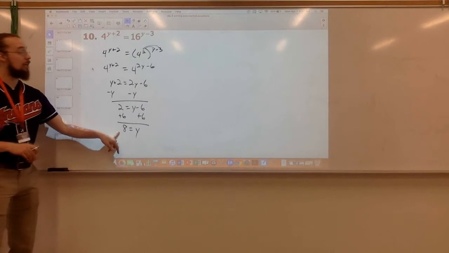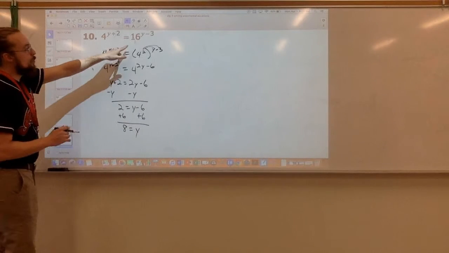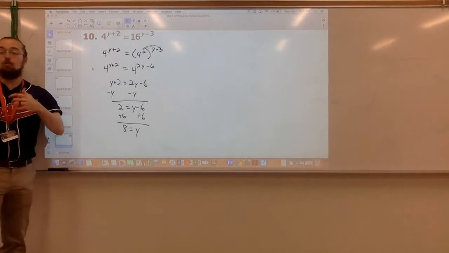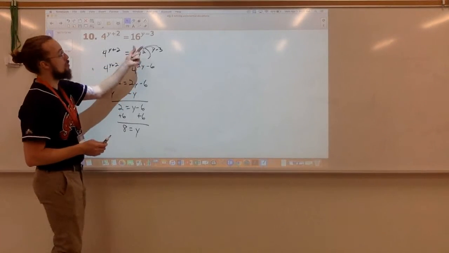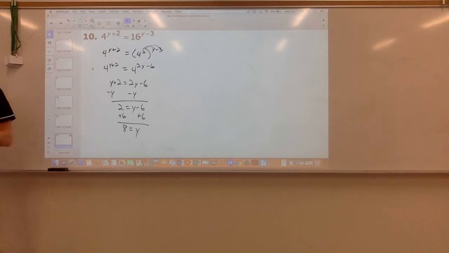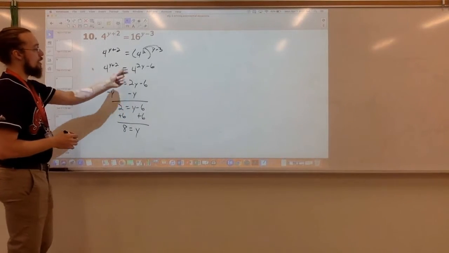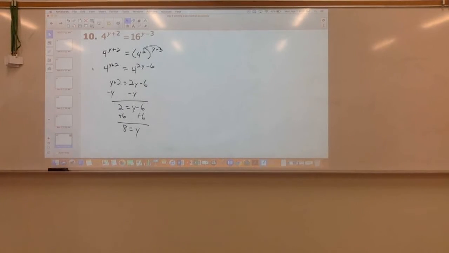All right, on number 10 here, did we get 8? Okay, I can rewrite 16 as 4 to the second power. Right? So when I do that, 4 to the second to the y minus 3, I would distribute that 2 to the y and the -3. So I would end up with 4 to the 2y minus 6 power. Then setting those exponents equal, solving, we should get 8. Questions so far?